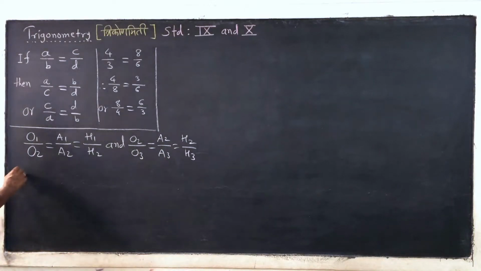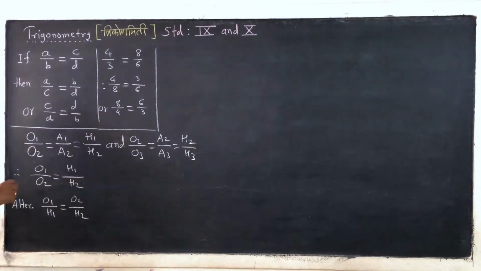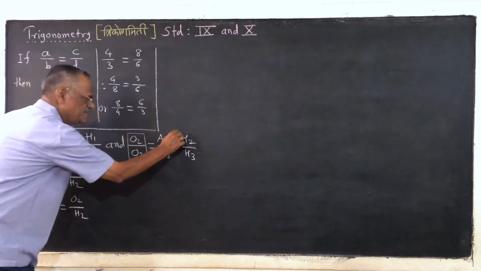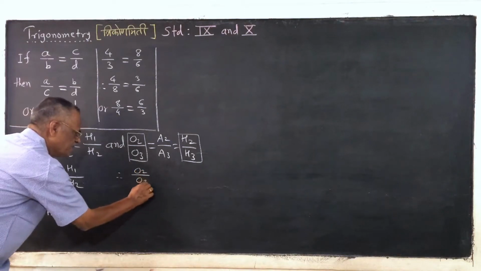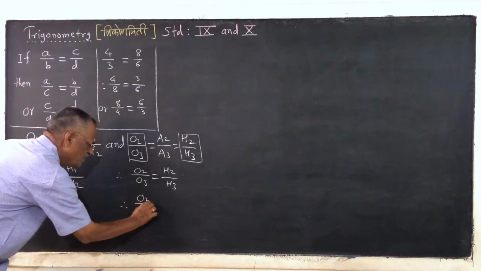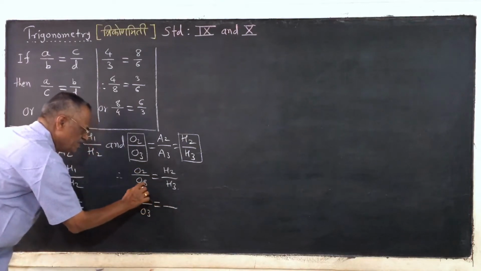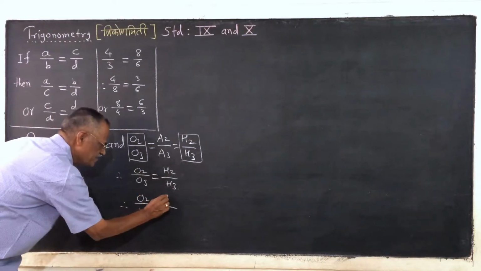Now, if you write the first and last ratio equal, by taking two ratios equal you can see that O1 upon O2 is equal to H1 upon H2. Two ratios are equal. And if you take alternative, what are you getting? O1 upon H1 is equal to O2 upon H2. And if you consider the second ratio with the third ratio, they are equal: O2 upon O3 is equal to H2 upon H3. And if you do alternative, what are you getting there? O2 upon H2 is equal to O3 upon H3.